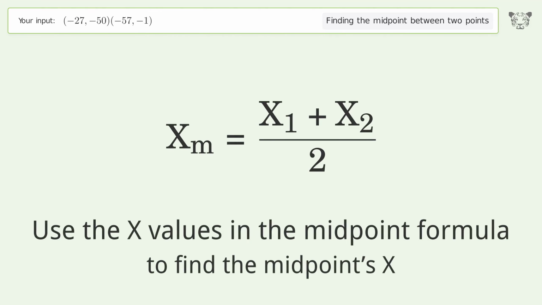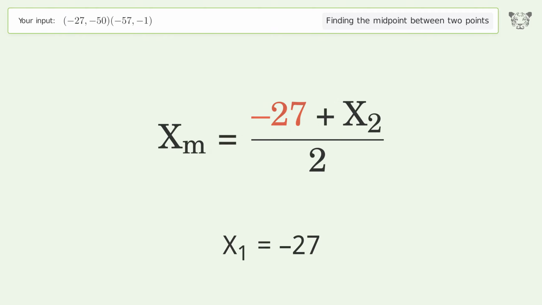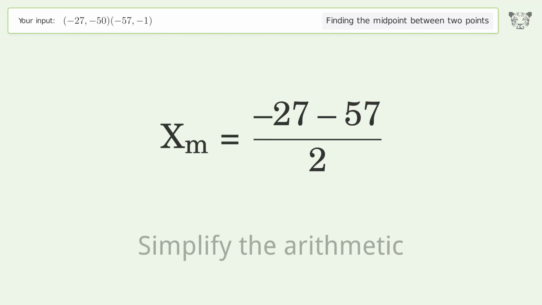Use the x values in the midpoint formula to find the midpoint's x. x1 equals -27. x2 equals -57. Simplify the arithmetic.